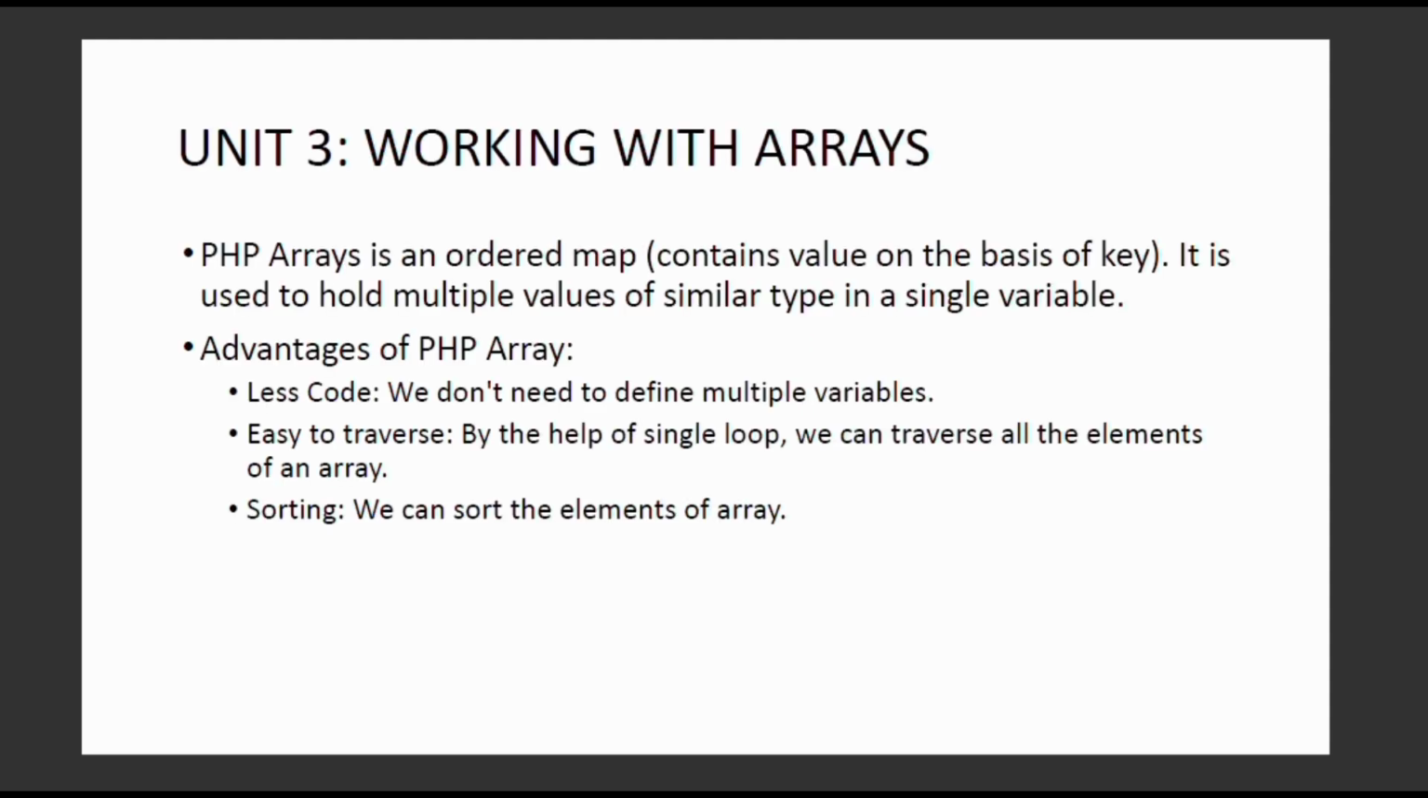First, I will explain what an array is. In PHP, an array is a special variable that can hold multiple values at once. Instead of creating many separate variables, you can store all related values inside a single array. Here you can see PHP array is an ordered map that contains values on the basis of keys. It is used to hold multiple values of similar type in a single variable.